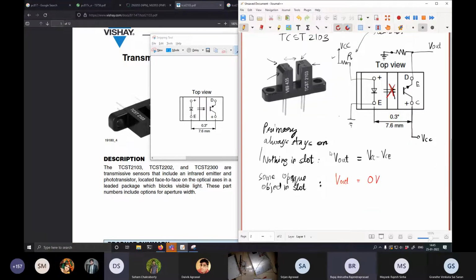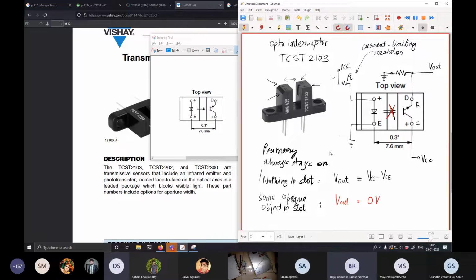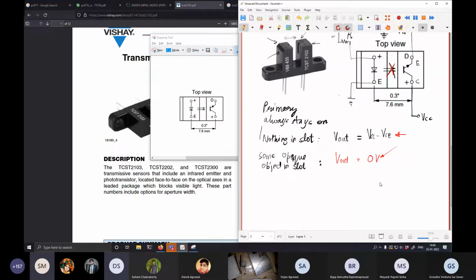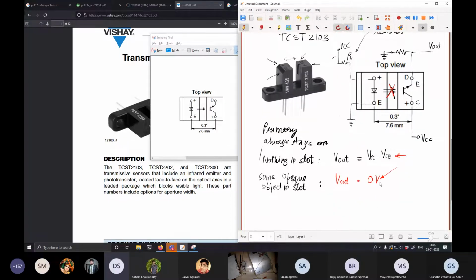So how did VCC become equal to VCE? Like we write V out is equal to VCC minus VCE. Yes. So then V out equal to 0 volt. Then I'm not getting this one. That is the doubt. Not the second line, like how V out equal to 0 volt. Yes, sir. Okay, let me draw a simplified diagram. So I thought V out should be VCC.